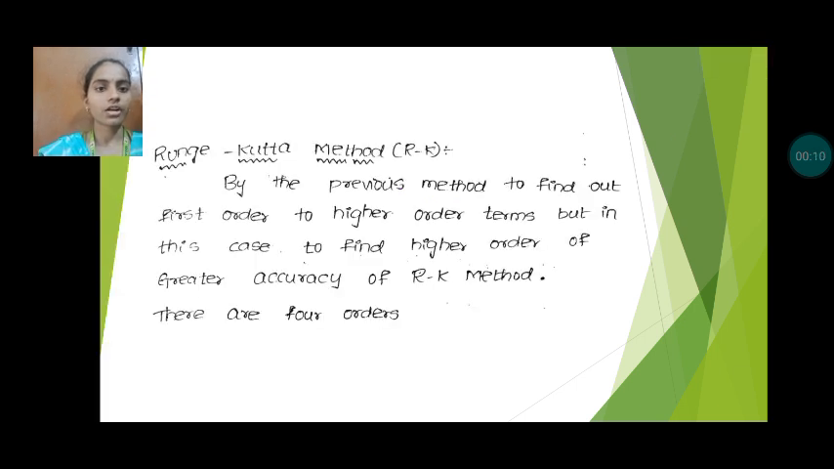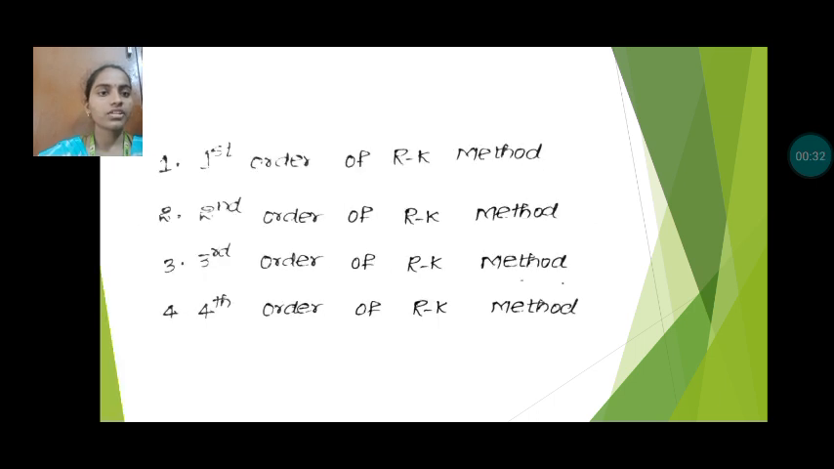First of all, what is RK method? RK means Runge-Kutta method, simply called as RK method. By the previous methods we find first order to second higher order terms, but to find higher order of greater accuracy with the RK method, there are 4 orders: first order of RK method, second order of RK method, third order of RK method, and finally fourth order of RK method.